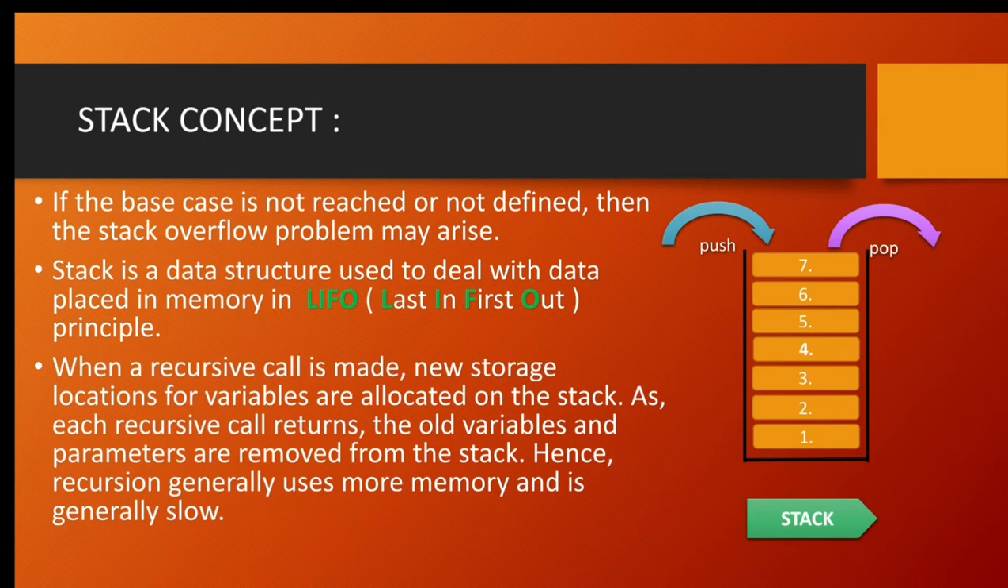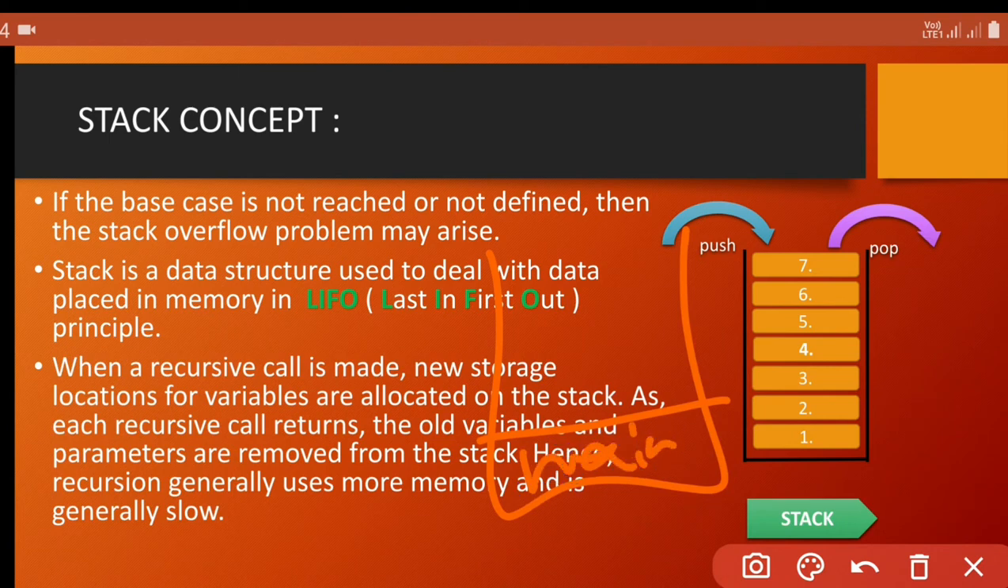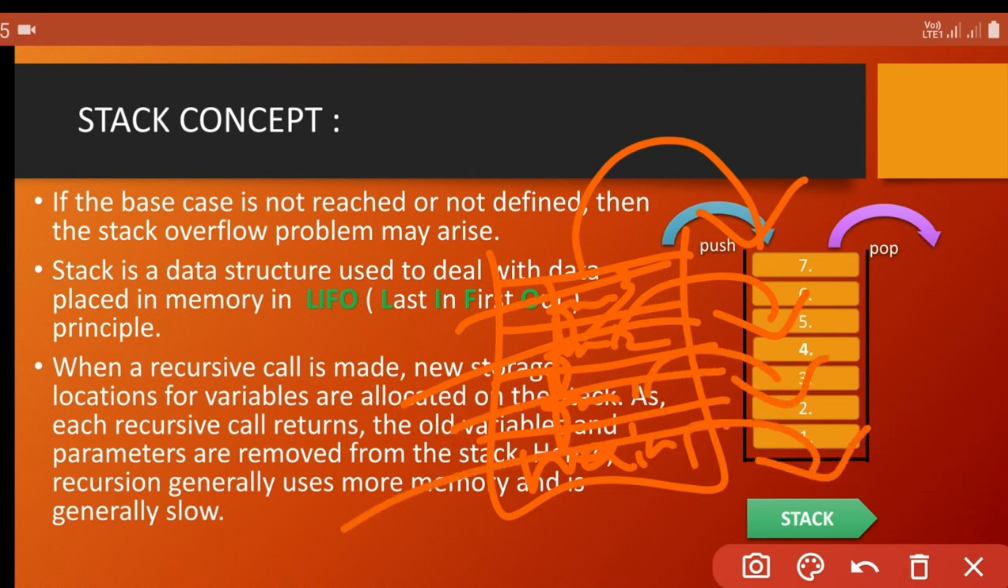And how does it work? When we call the main function, it keeps a record of the main function. Then we call a function, then it keeps a record of that function. And again that function calls itself, then it keeps a record of that function. If it calls itself again, it keeps a record of that function. If the role of this function is completed, then it is popped out, and then the role of that function is completed, it is popped out. In the same way, whatever work is completed is popped out, and this way it works one by one.